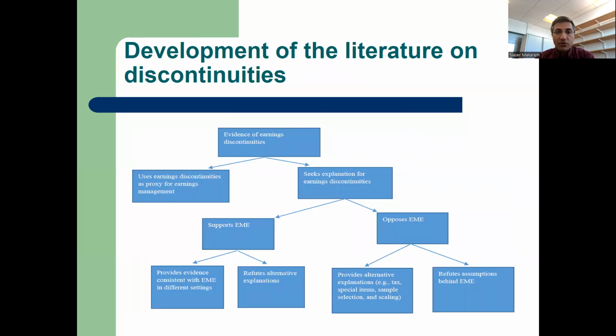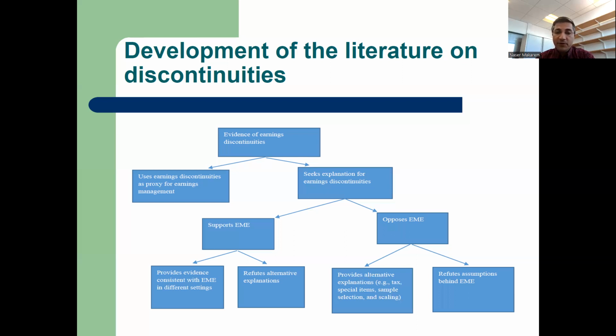So this chart shows you the development of the literature on discontinuities. Since the evidence on earnings discontinuities, as I mentioned, the literature has gone in two ways. One way is to use earnings discontinuities, assuming that discontinuities indicate earnings management. And the second strand, which is the focus of our study, is the one seeking an explanation for earnings discontinuities.